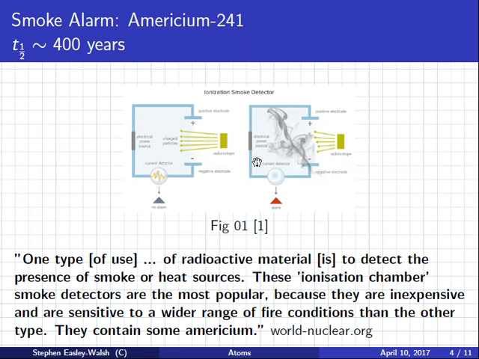But one type of use of radioactive material is to detect the presence of smoke or heat, but really it's smoke here. These ionization chambers, smoke detectors, are the most popular because they are inexpensive and are sensitive to a wide range of fire conditions. That should really say other fire conditions than the other type, a wider range than the other. I took this from a website where they were talking about different types of smoke alarms.